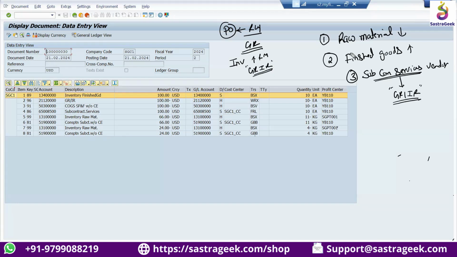But here three different things are happening. The raw material inventory is going down, finished goods inventory is going up, and the subcontractor is also charging us for the services. We need to pay for the subcontractor services. So three different transactions are happening. For these three different transactions, we would be having different entries.